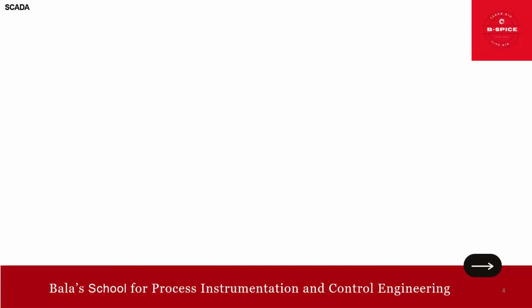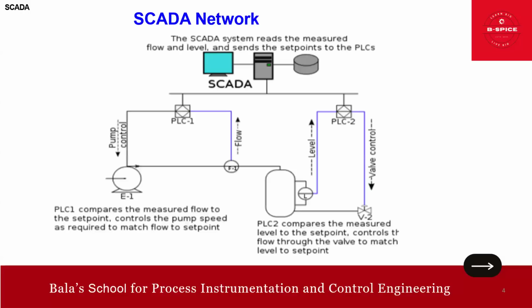Now we'll go into the network. Just listen to this. You have one pump here, and the pump control, and you have one level control. Basically, this SCADA system reads the measured flow and level. Here, this is your flow and this is your level. So it reads the measured flow and level from the sensors and sends the set point to the PLCs.